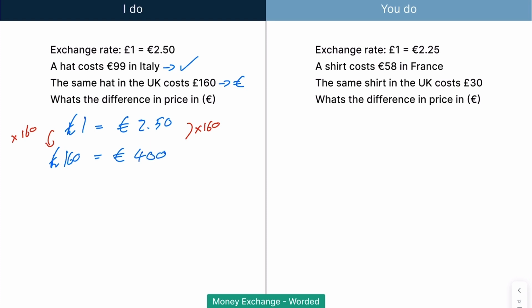And the question asked for the difference. So that would be 400 take away 99. And 400 take away 99 is just 301 euros. That is your answer there. So again, hopefully you've pressed pause and had a go at this.